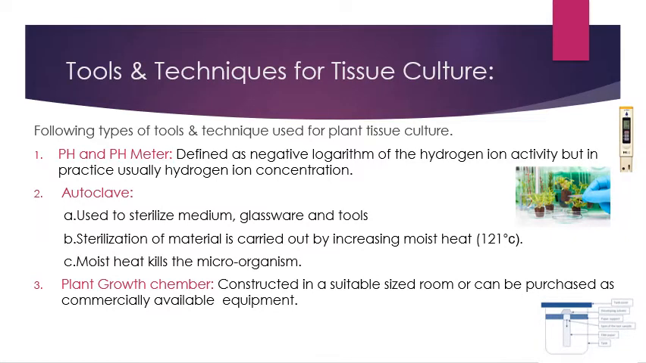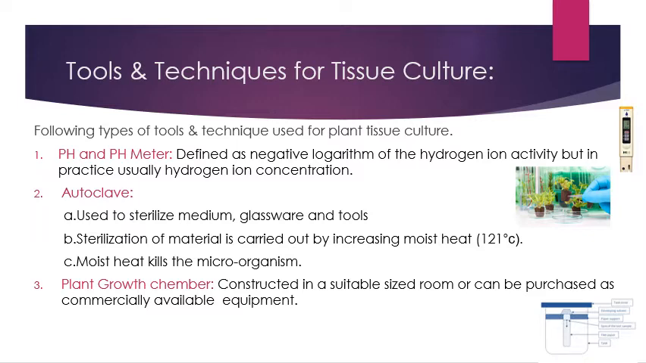Next point is tools and techniques for tissue culture. The following types of tools and techniques are used for plant tissue culture. First point is pH and pH meter. pH is defined as the negative logarithm of the hydrogen ion activity, but in practice usually hydrogen ion concentration. Next point, autoclave. It is used to sterilize medium, glassware, and tools. Sterilization of material is carried out by increasing moist heat to 121 Celsius. Moist heat kills the microorganisms.